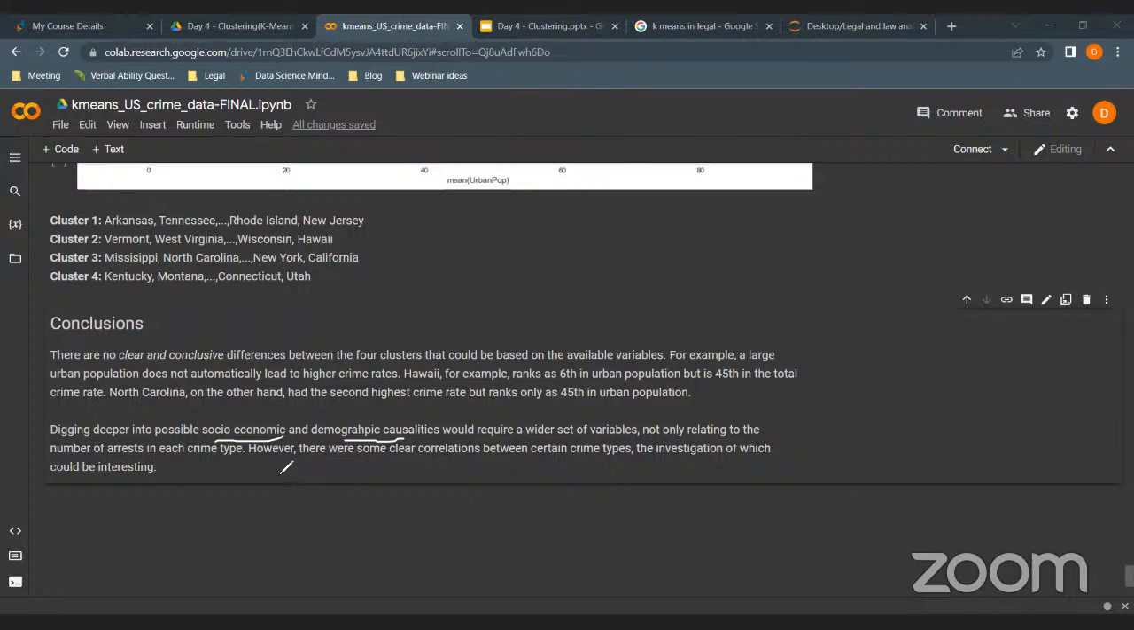In some cases, we can see a clear correlation between certain crime types, like murder and assault. We also saw it between murder and rape, and assault and rape. So we could find some correlation between them, but this needs to be investigated further to draw clear conclusions on this data.